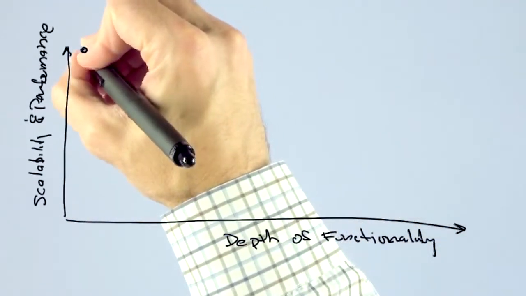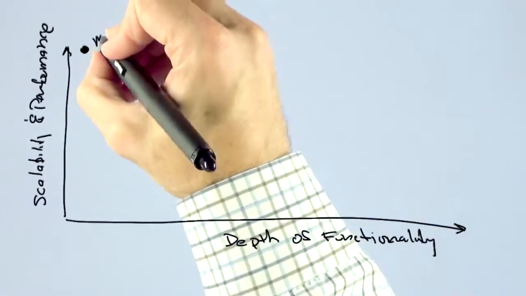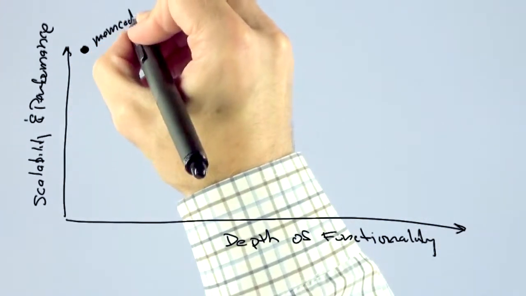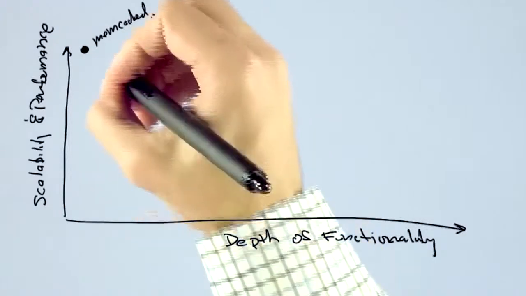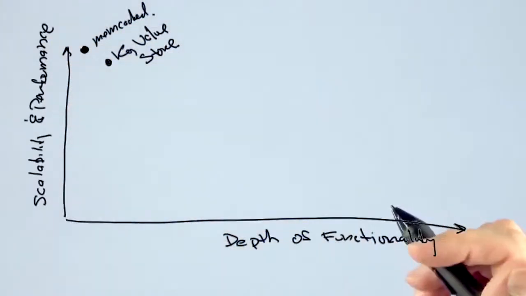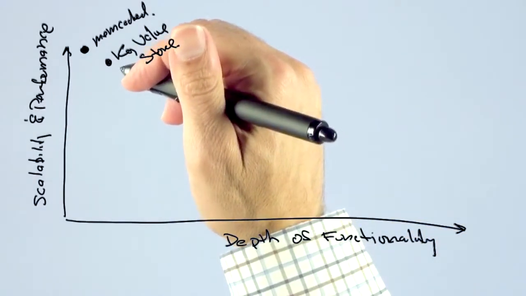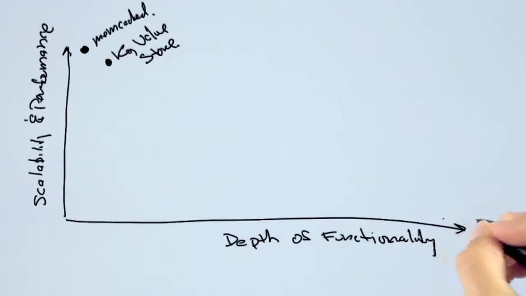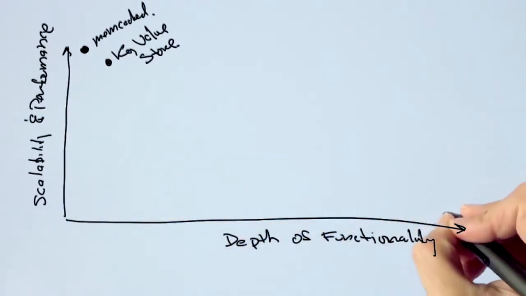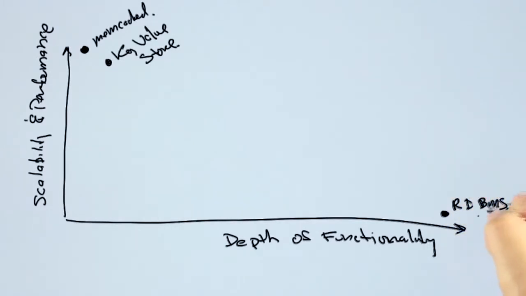So up here in this left-hand corner, very scalable but not having very much functionality, are programs like memcached and other general key value stores. And these programs are really scalable and high performance, but they just offer almost no functionality. So then, on the other end of the scale, you've got really rich functionality from relational database management systems. And these are your Oracles, your DB2s, your SQL servers.